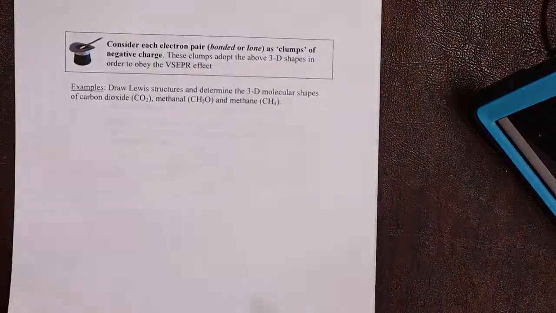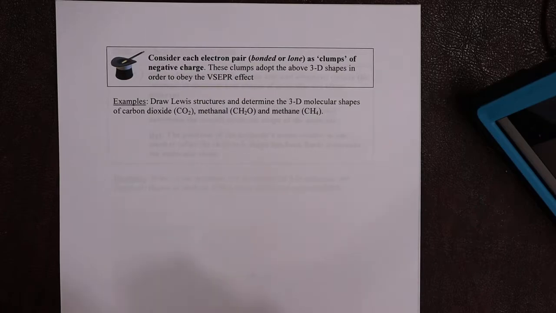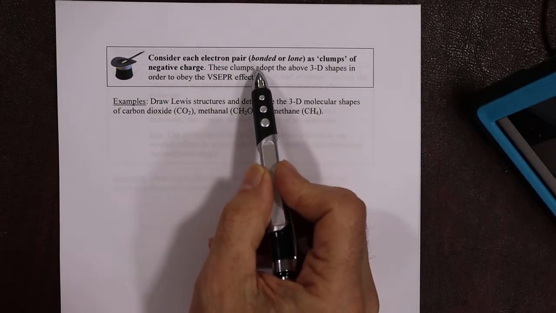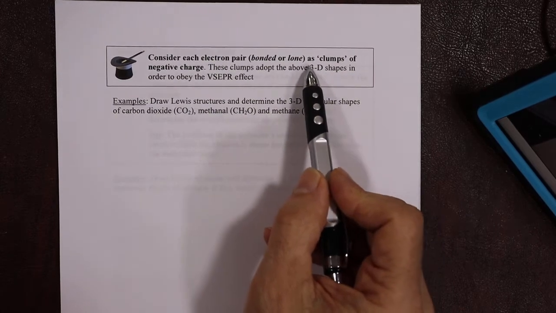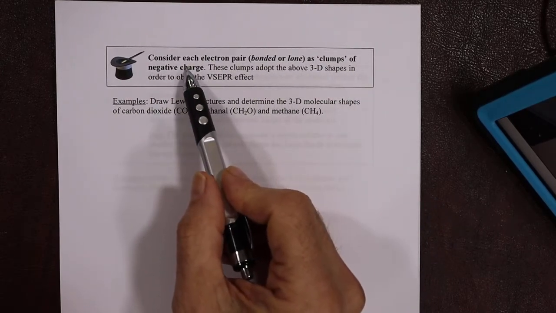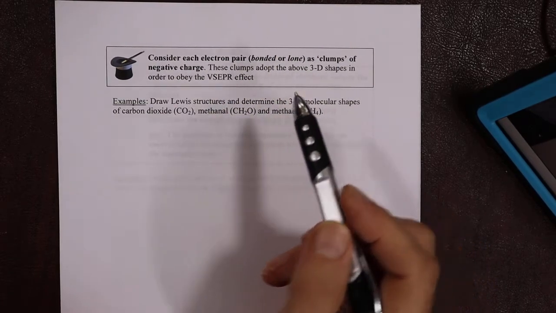Now, what we're going to do, we'll look at a few molecules. Some we're actually familiar with, because we've seen them already. So, consider the electron pair bonded in lone pairs. Doesn't matter if it's a bond, a stick, or a lone pair. They're still a clump, right? So consider those bonds and lone pairs as clumps, which will repel.